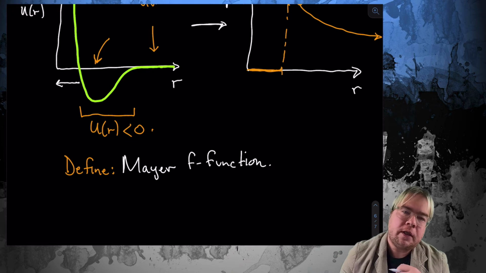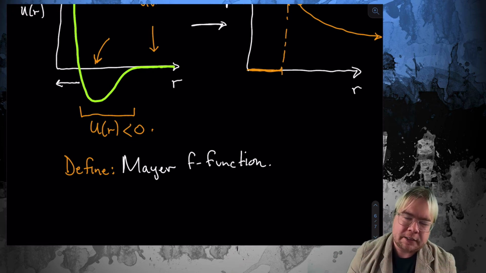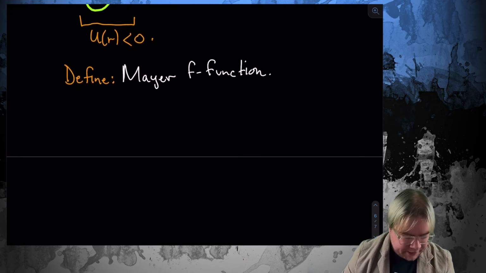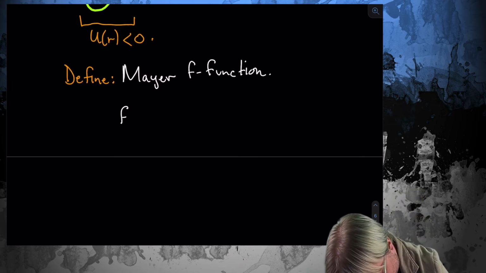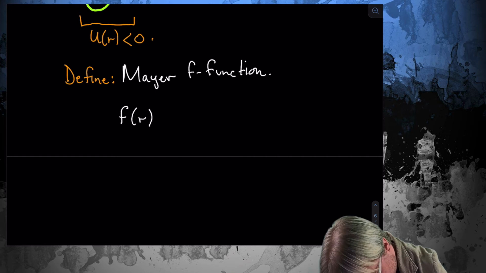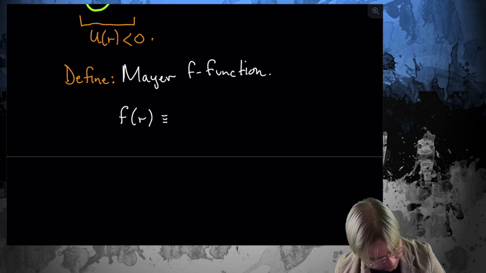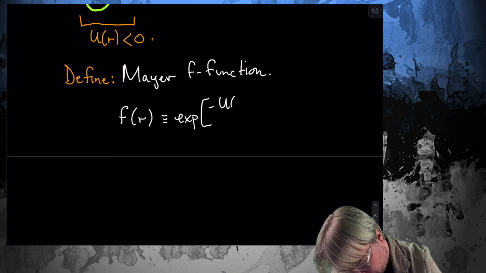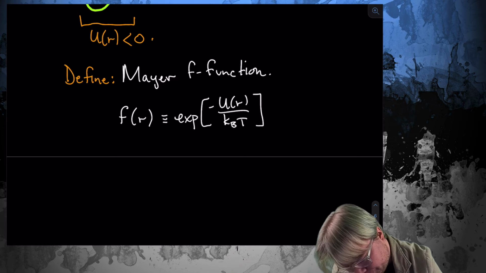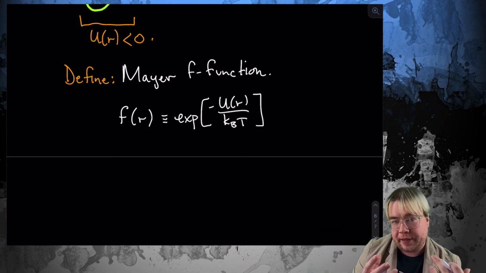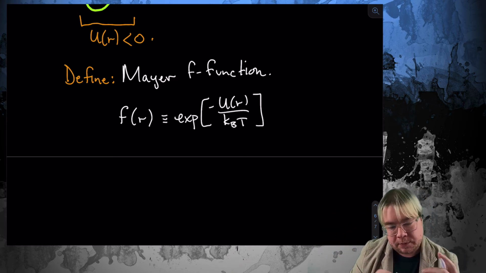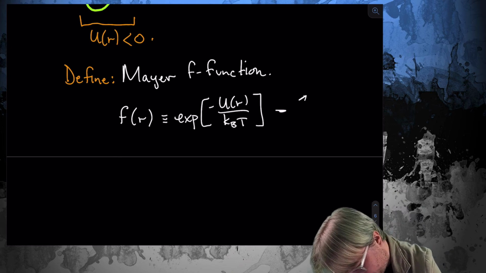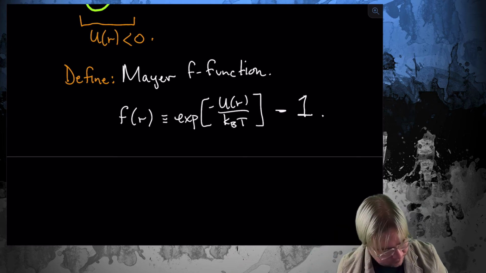And this function is used a lot when you're looking at the effect of interactions on particle spacings and things like that. So we define this, f of r, as the exponential of minus u of r over kBT. Again, that's the probability of finding two things a certain distance apart, and we subtract 1 from it. Now, what does that do?